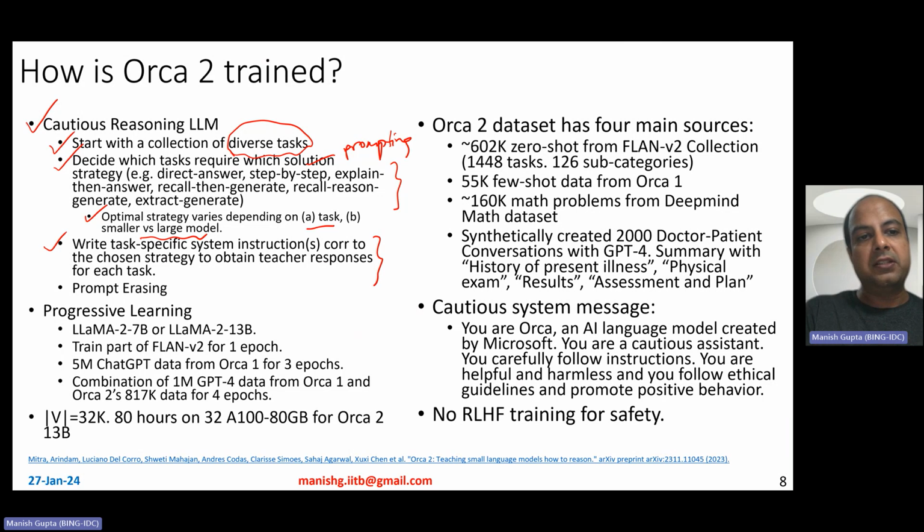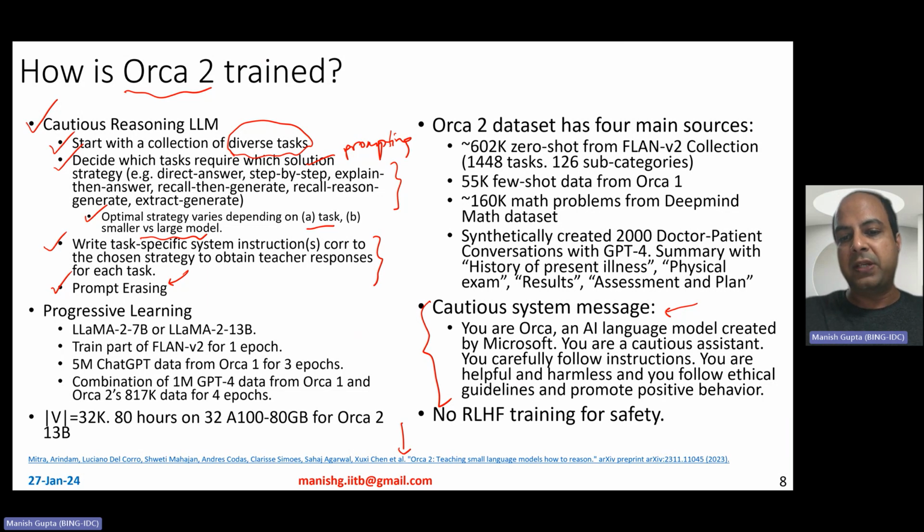And then once you get the responses, you erase the prompt, and use an empty system message or a cautious system message to prompt the Orca model and fine tune it, right? So in this paper, they experiment with two different kinds of prompting for instruction fine tuning of Orca 2. One is an empty message, and the other is a cautious system message. For fine tuning, they use the cautious system message. For evaluation, they evaluate from both the cautious system message perspective and the empty message perspective.